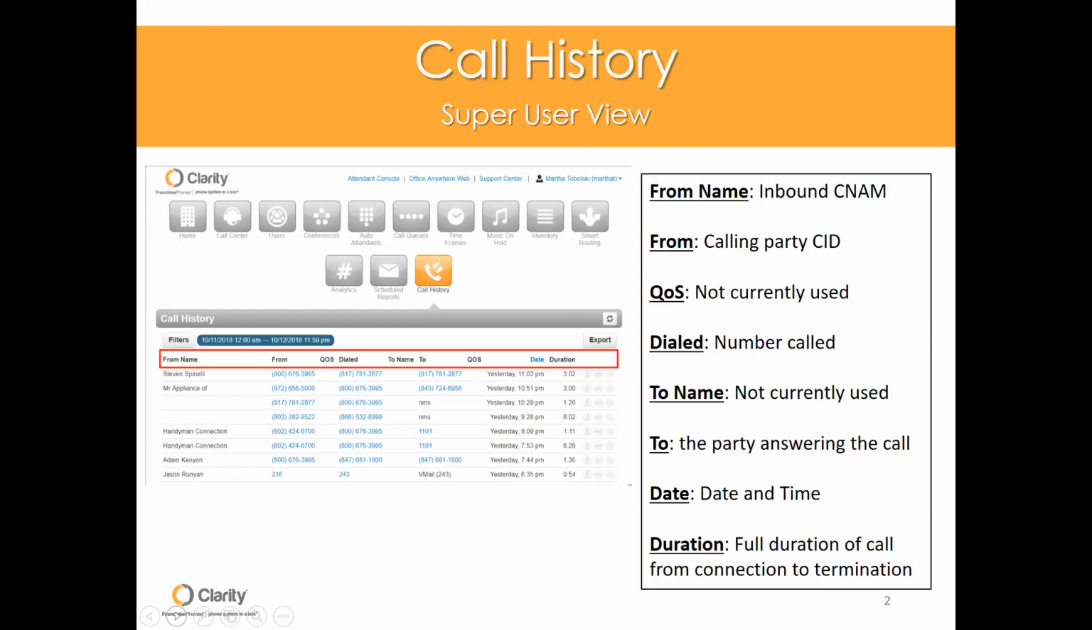And then, as you know, in the to field, it'll always show the user device, and then NMS means that was an abandoned call within the auto attendant. Okay, so questions? Any of this? Oh, and then the duration. The duration always includes the wait time. So the duration is the full time from connect time to disconnect time.